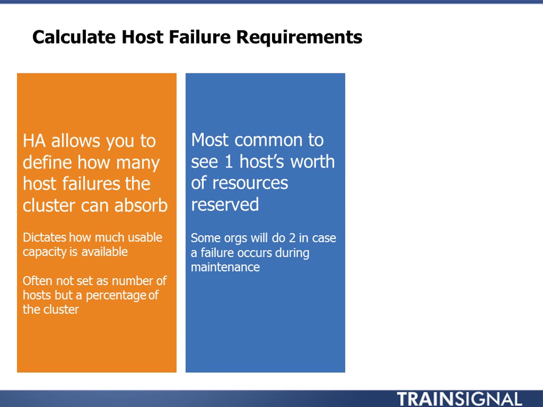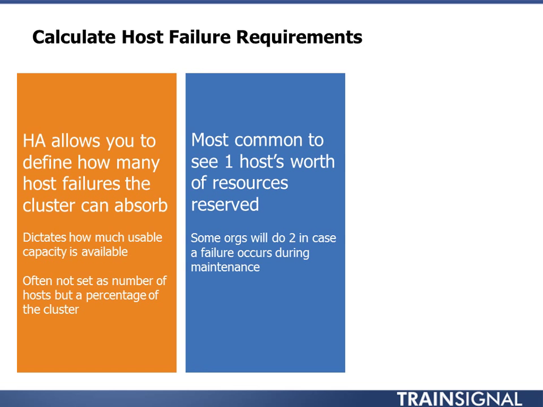Most common to see 1 host worth of resources reserved. So it's usually what we call N+1 redundancy. If I've got 8 nodes in a cluster, I'll spin up enough VMs to fill 7, and I'll leave enough resources for 1 to take a failure. Some people will do N+2 so they can fail 2. They figure, okay, I'm in the middle of a maintenance window, I got my host in maintenance mode, and then another host fails.